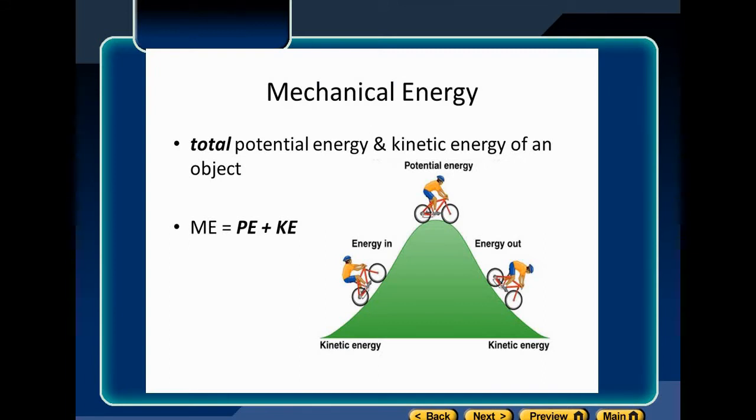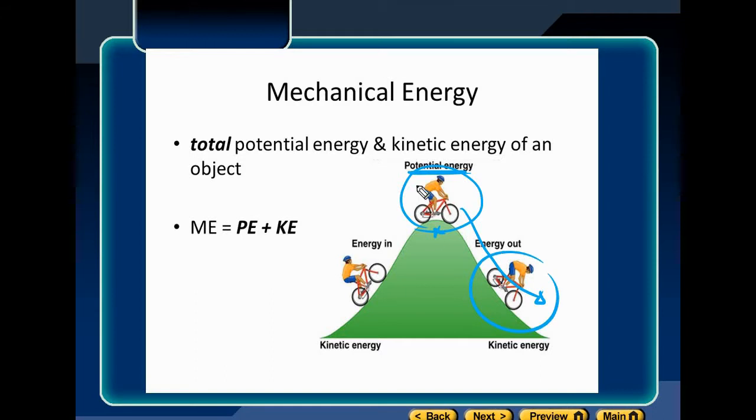Mechanical energy, which means the potential energy and kinetic energy with each other. The total potential and the kinetic energy with each other. We take that, guys, before. We have something called the gravitational potential energy, the potential energy because of the position. Now, this guy with the bicycle, here in this place, he has potential energy.